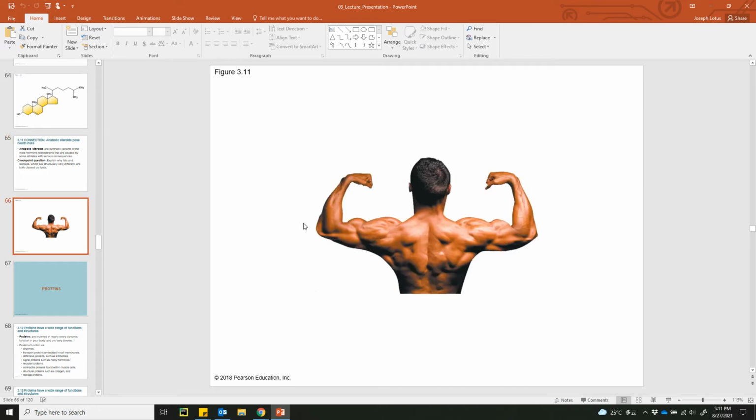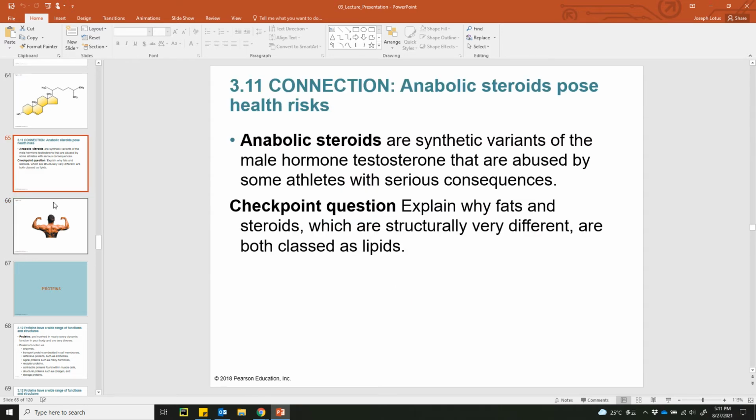You might get jacked, but you might also end up having some severe mental problems and acne and growing hair all over your body in weird places. So don't do anabolic steroids. It's not worth it. These are synthetic, and it's basically a man made version of testosterone. But this is the kind of thing you might hear about athletes. They get caught using steroids or something like that.